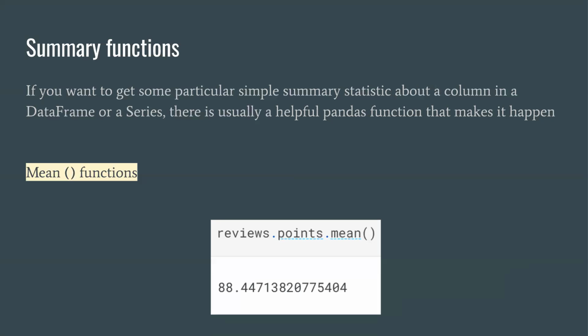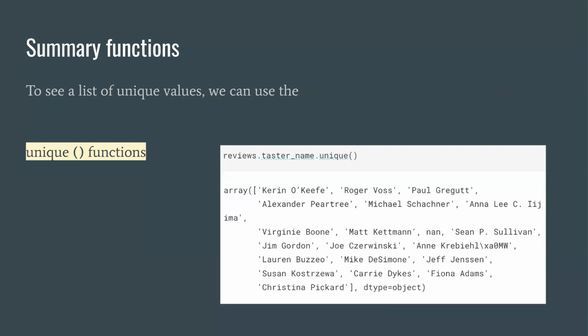If you want to get some particular simple summary statistics about a column in a data frame or a series, there are helpful functions, and one of them, as shown here, is the mean function. So you can call the mean method.